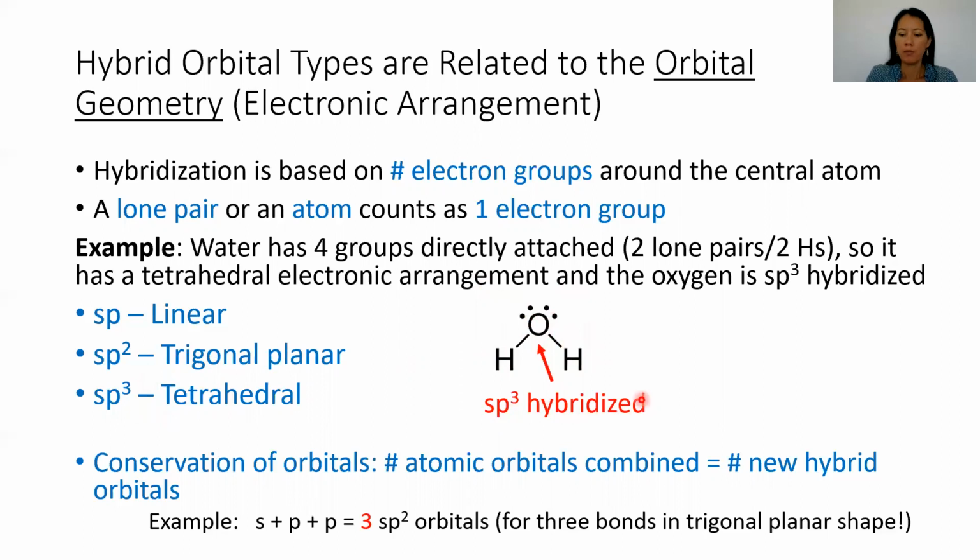Okay, that's all that you really need to know on this slide. You could just memorize this. If you have a linear arrangement, 2 groups, you have sp hybridization, 3 groups giving trigonal planar is sp2, tetrahedral sp3.